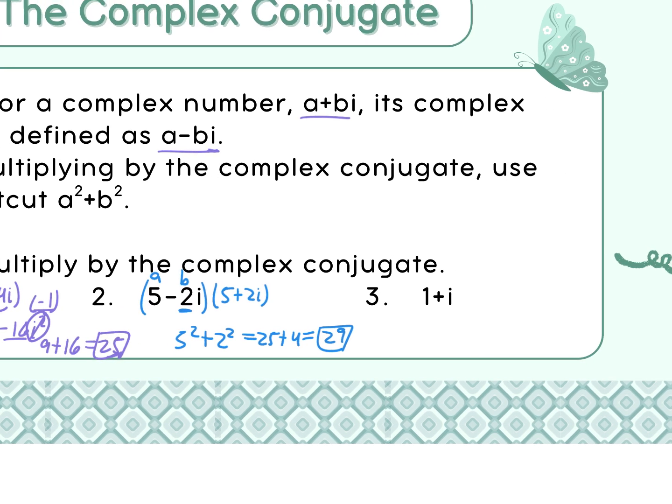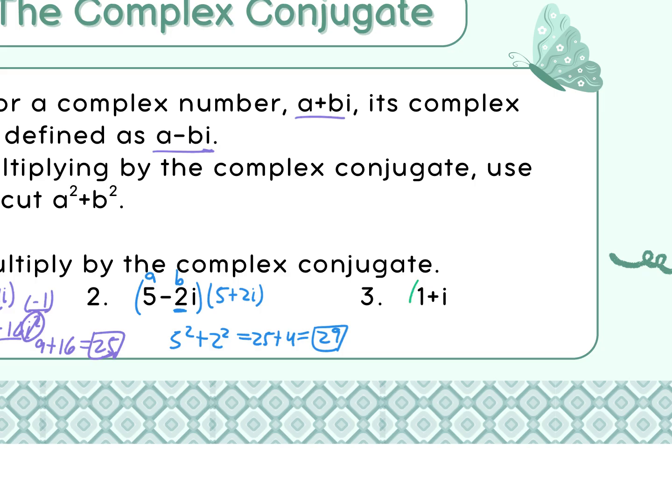All right, and so for this next one, 1 plus i, my complex conjugate is going to be a 1 minus i. And so my a is going to be 1. My b is going to be the number in front of i. If you don't see it, you assume it's a 1. So I get a 1 squared plus 1 squared, which is 1 plus 1, which is 2. All right. Hopefully we're okay with that.